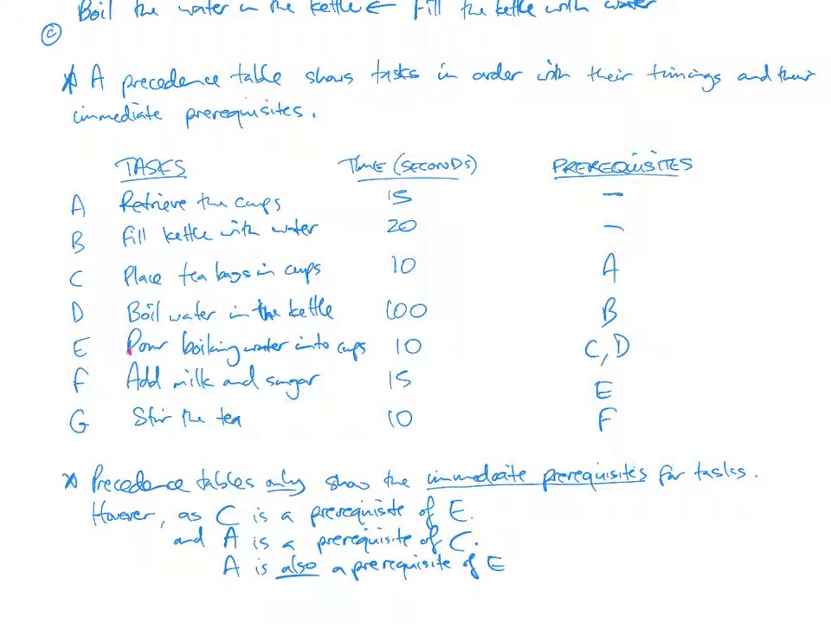For E to happen, you need to have placed tea bags in the teacups, and to have placed tea bags in the teacups, I need the cups in the first place, so A precedes doing E. Alright, so that's another last thing to think about when you're reading precedence tables.